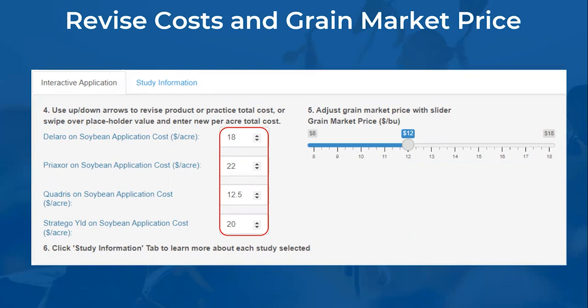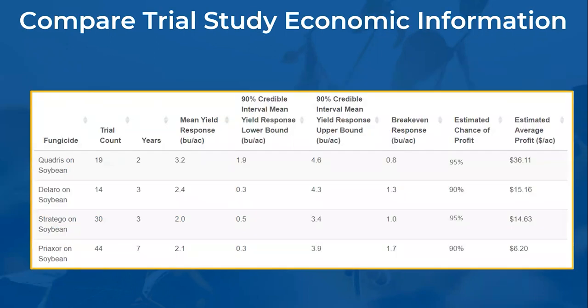After this, you can then use the grain market price slider to select and change the grain market price based on the markets or what you think the price of your grain will be. There's also a study information tab, which we'll talk about more later, that gives a more in-depth dive behind the studies and how they were conducted. So once you select the application costs and also your grain market price, it'll output this economic table based on the products that you selected.